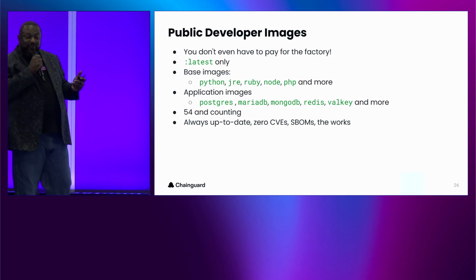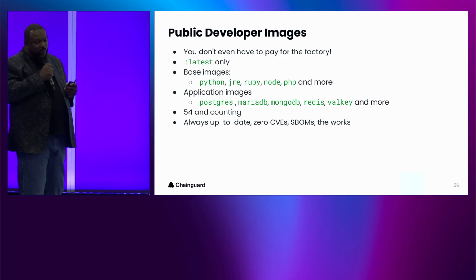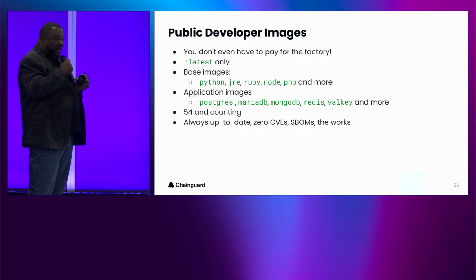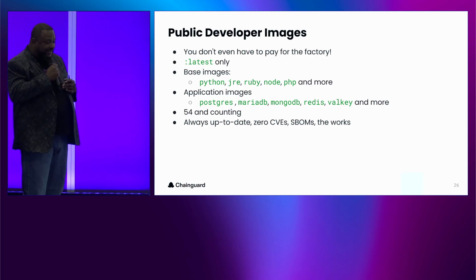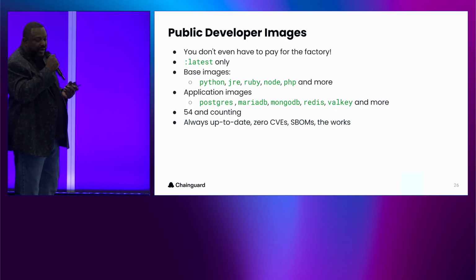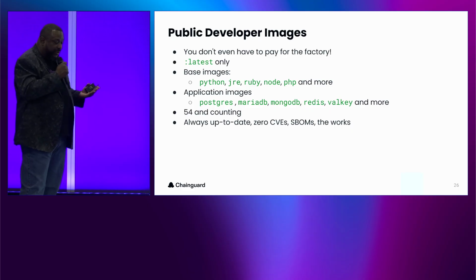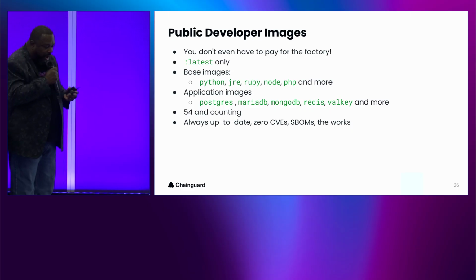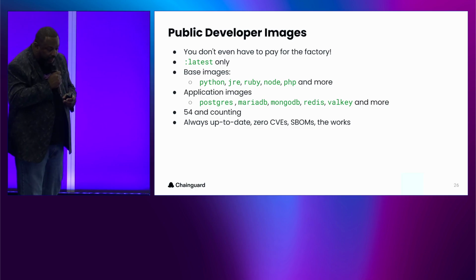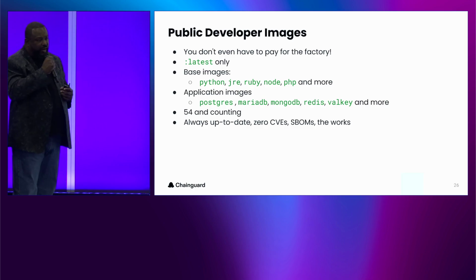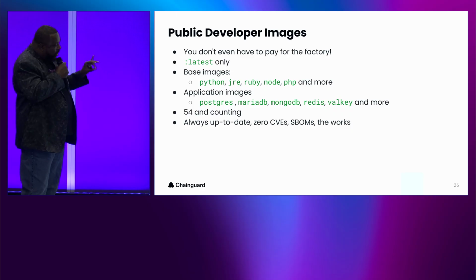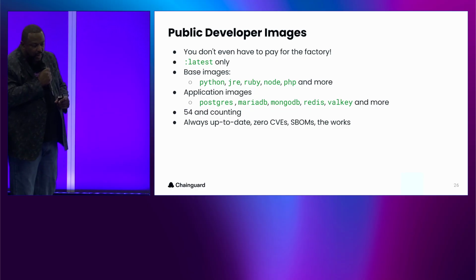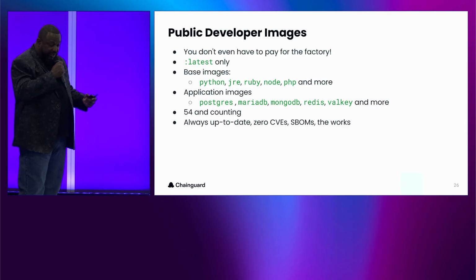We also have free images. I have about 54 of those. Those images are latest only. We have some base images: Python, JRE, Ruby, Node, and PHP. And we also have some application images that you can use for free: Postgres, MariaDB, MongoDB, Redis, and Valkey. We have about 54 of those and counting. All of these free images always have zero CVEs. They have SBOMs. It's essentially a free version of our enterprise product, and you're welcome to use it. We'd love to see what you build.